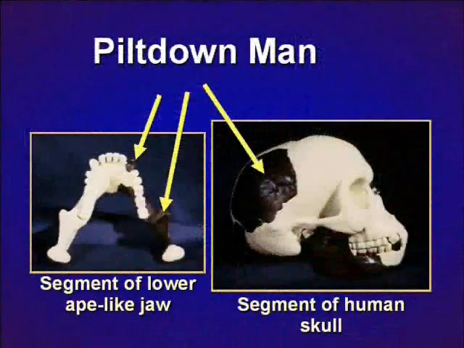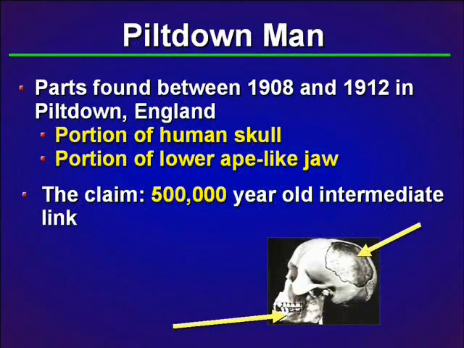This is Piltdown Man. This is what they found. The parts you see up there that are darker, this is what they found for Piltdown Man: a segment of a lower jaw and a segment of human skull. So you've got ape jaw, human skull. This was found in Piltdown, England, hence the name, 1908, 1912.